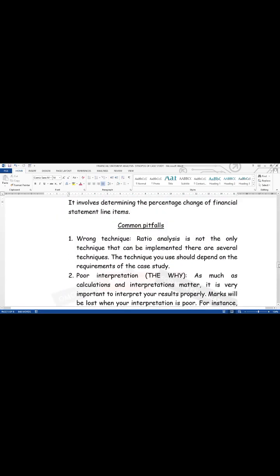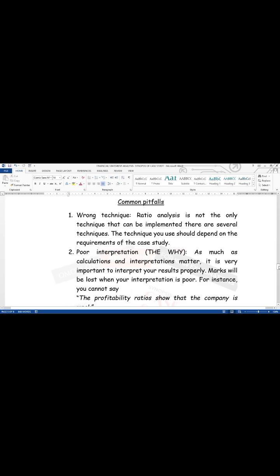So, what are the common pitfalls? What are the common issues that students have? The first one is wrong technique. This cannot be overemphasized. Ratio analysis is not the only technique that can be implemented. Like I explained earlier, ratio analysis and trend analysis are not the only techniques that you can implement. There are so many others.